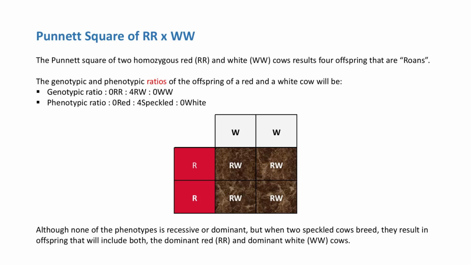Their genotypic and phenotypic ratios will both be 0:4:0, although none of the phenotypes is recessive or dominant. But when two speckled cows breed, they result in offspring that will include both the dominant black and dominant white cows.